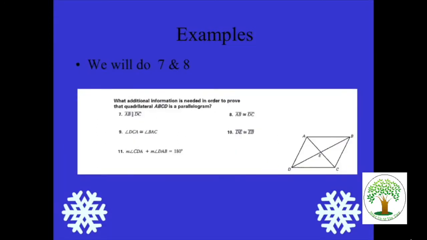We're going to do numbers 7 and 8 only. I couldn't cut it out very well because I needed the diagram. It says what additional information is needed in order to prove that the quadrilateral ABCD is a parallelogram. Notice how they went in order all the way around when they labeled it ABCD. They didn't jump around.